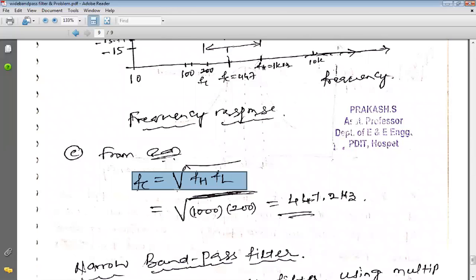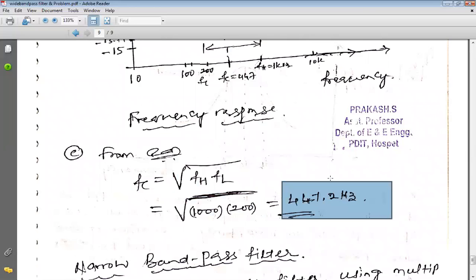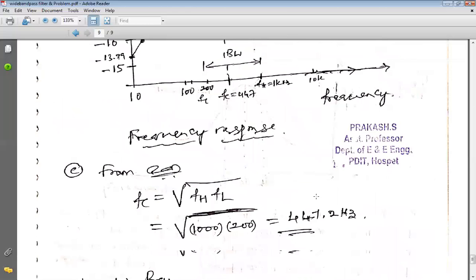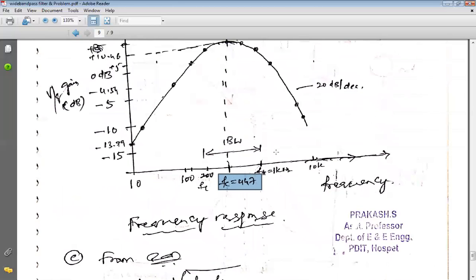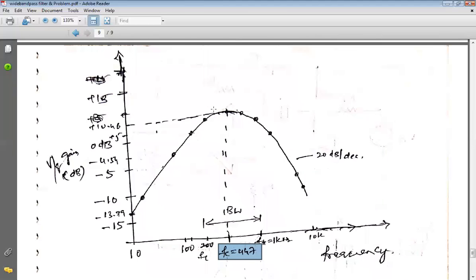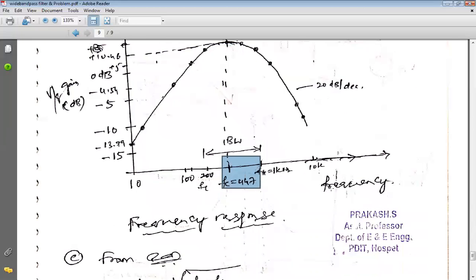The critical frequency is the square root of FH into FL. That automatically gives 447.2. From this we also get the frequency response in the same format, and the corresponding critical frequency value.